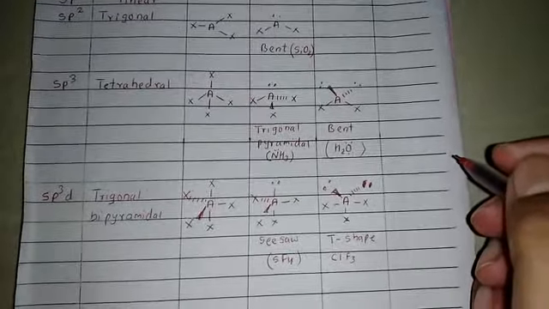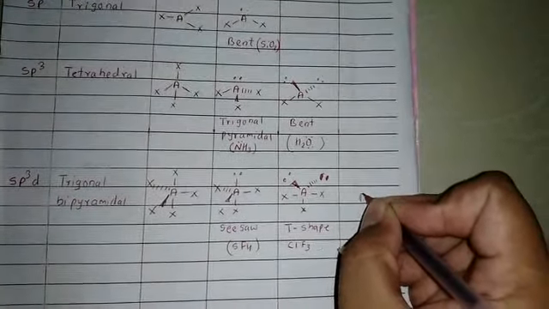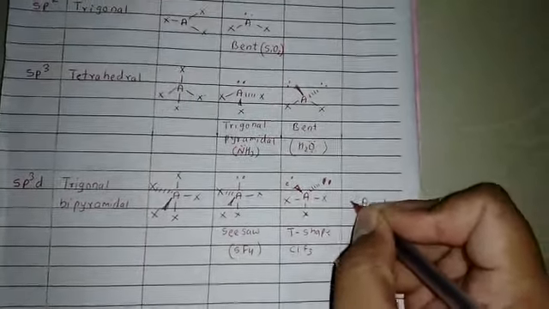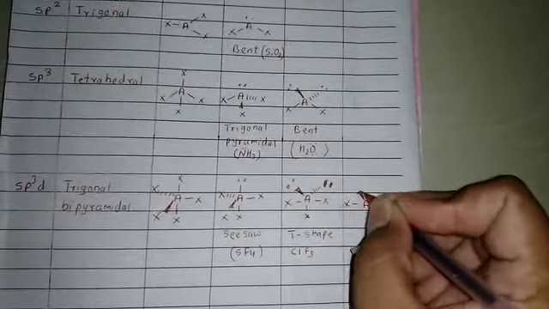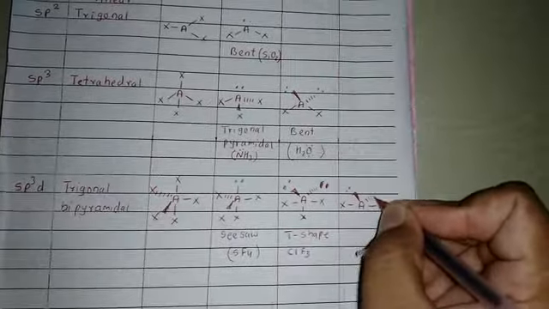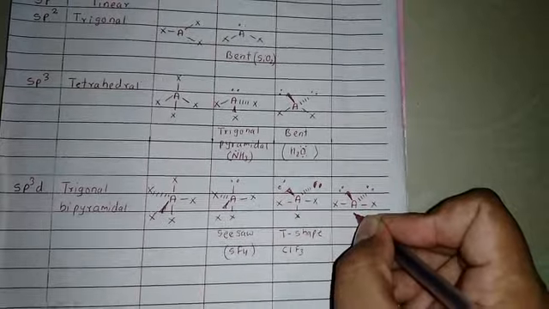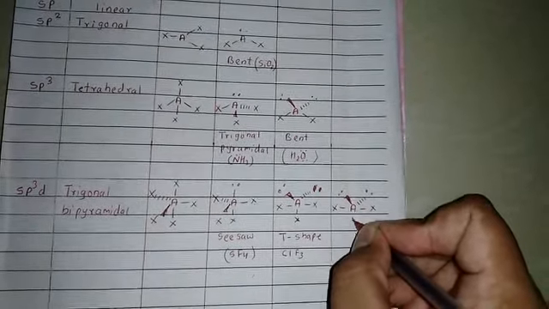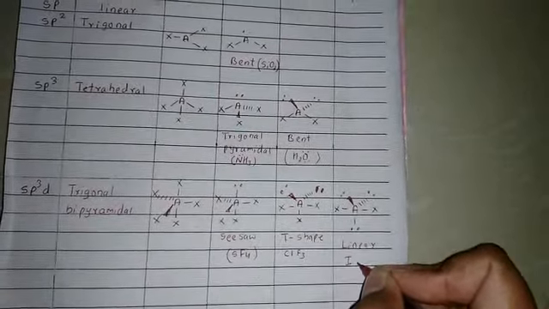If any molecule with sp3d hybrid orbital consists of 3 lone pairs of electrons, the structure appears linear. The best example for this is I3 minus.